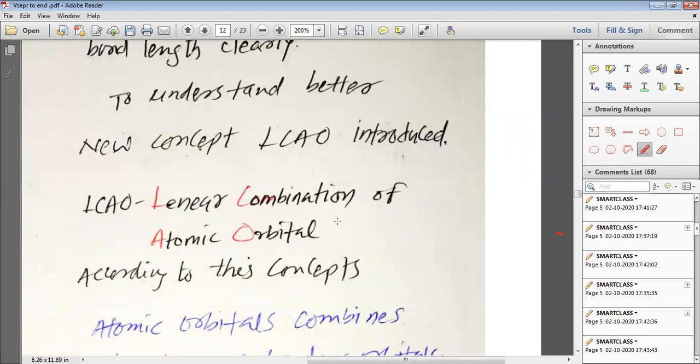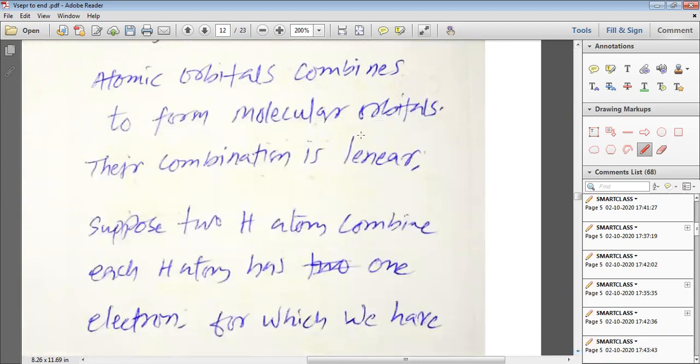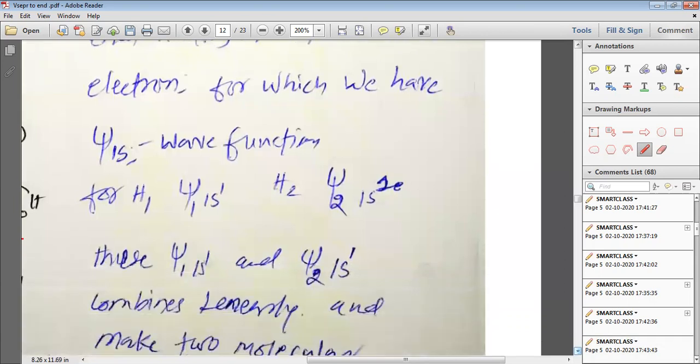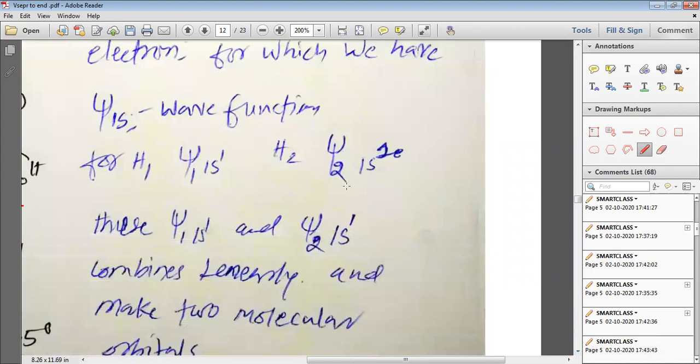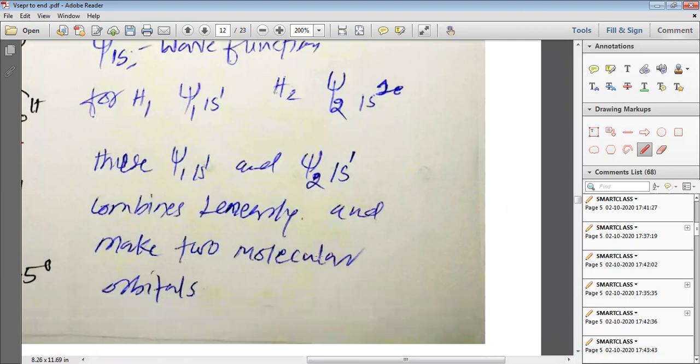LCAO full form is linear combination of atomic orbitals. According to this concept, atomic orbitals combine to form molecular orbitals. Their combination is linear. Suppose two H atoms combine. Each H atom has one electron, for which we have a wave function psi 1s. So for H1 we have psi 1 1s1, and for H2 we have psi 2 1s1. Thus psi 1 1s1 and psi 2 1s1 combine linearly and make two molecular orbitals.